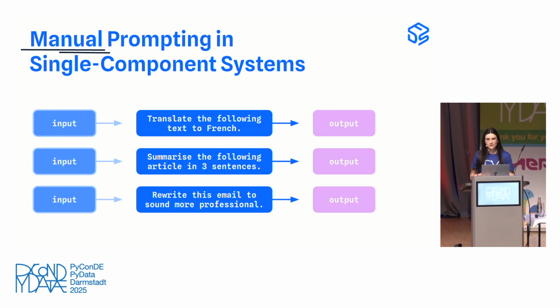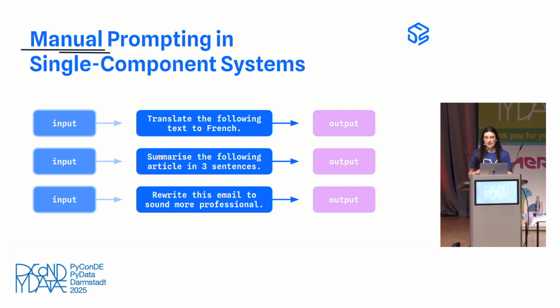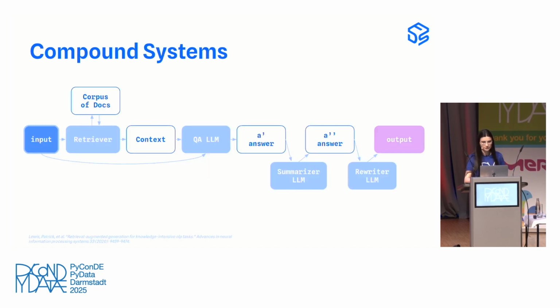In contrast to simple systems, compound systems are made up of multiple components that are connected together in a pipeline. As an arbitrary example, imagine a retrieval-augmented QA system. Here, our program first retrieves some text from a corpus of documents, then generates an answer grounded to these extracted passages, then summarizes and rewrites the answer.